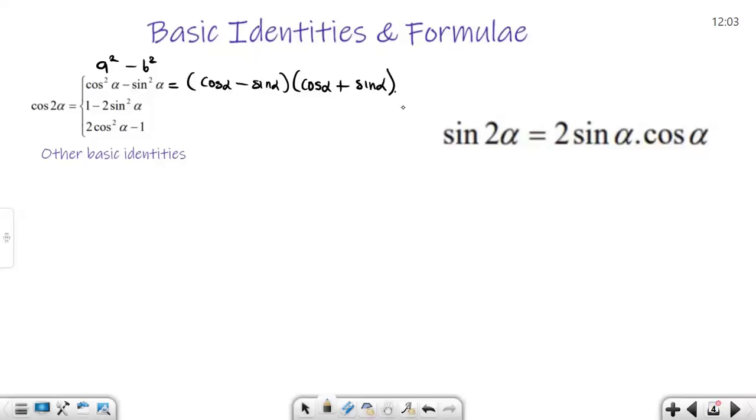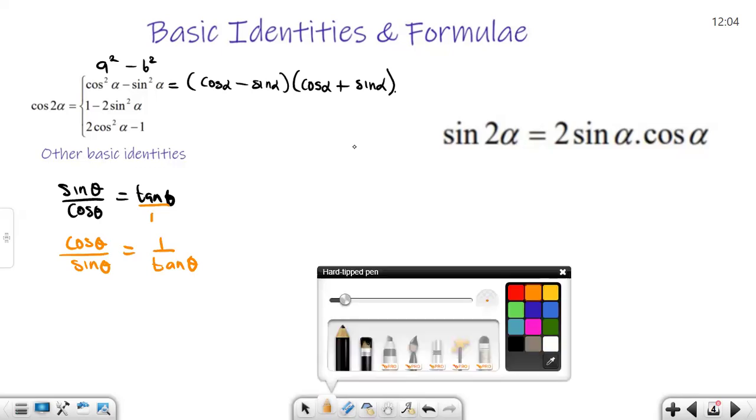It doesn't end there. We have another basic identity, which is sine theta over cos theta, which results in tan theta. And also, if I reverse the process, that will be cos theta over sine theta, and that is equal to 1 over tan theta. This is another identity that you need, which I like to call the principle.